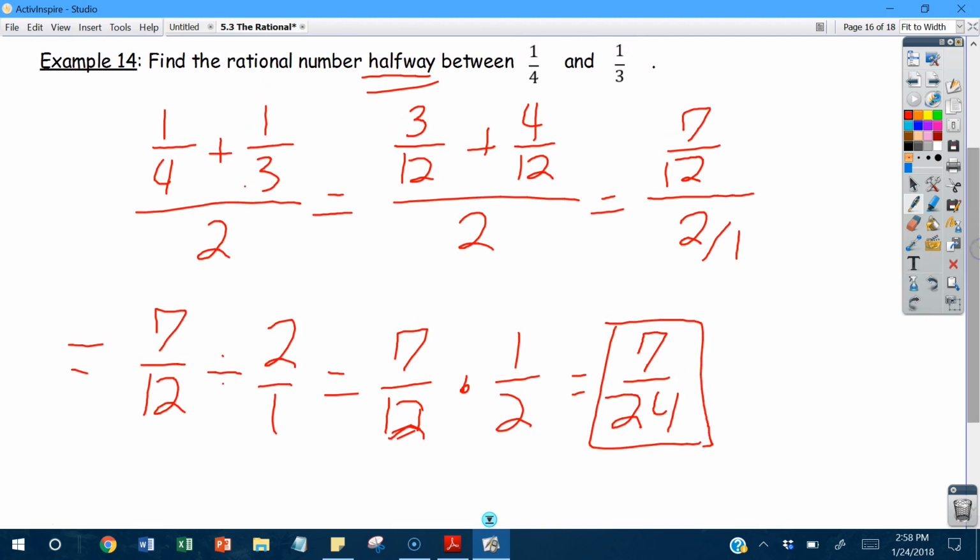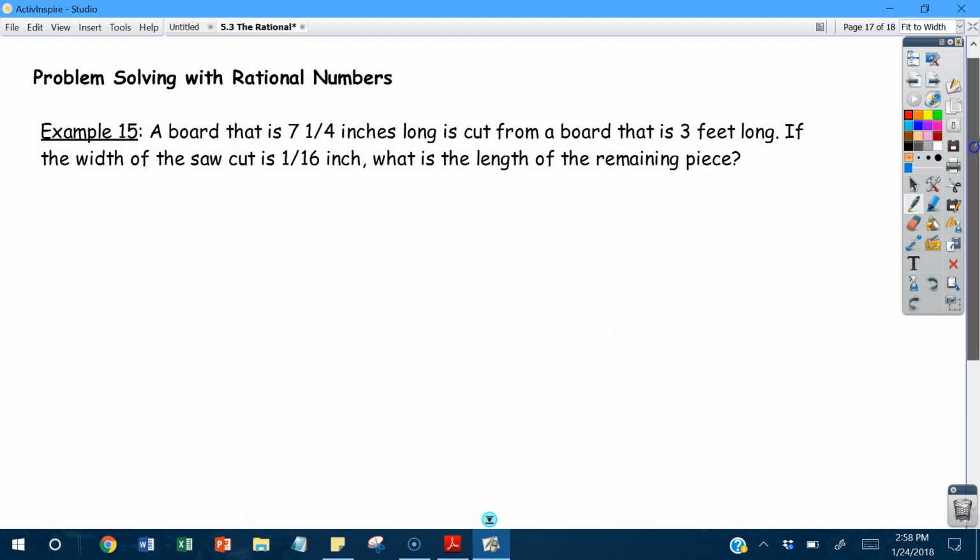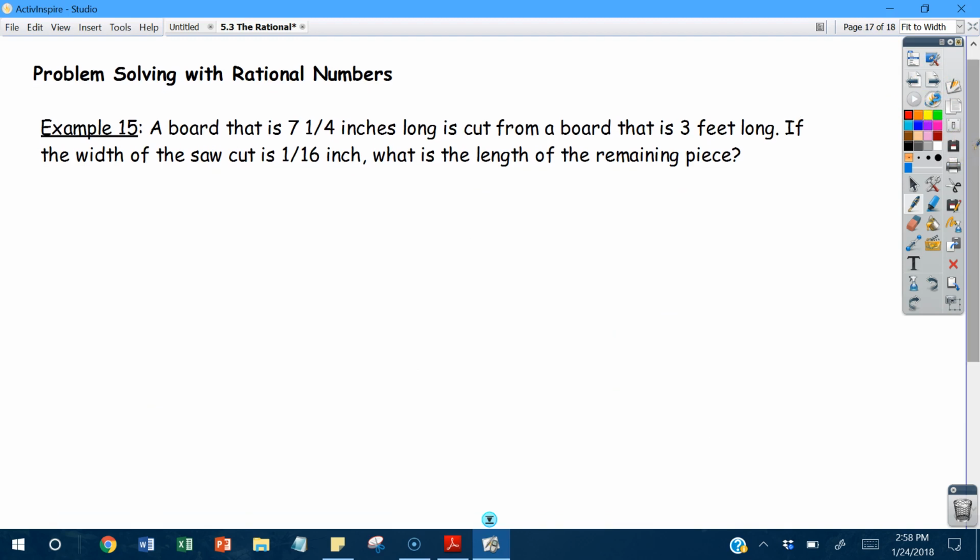And so the idea that the rational numbers are dense means I can give you any two fractions and you can do what I just did. You can add them up, divide by 2, and get a completely new number that's halfway between the two you started with. So, if you're into that sort of thing, that's kind of cool. Let's look at one last problem. It's a word problem that involves rational numbers.